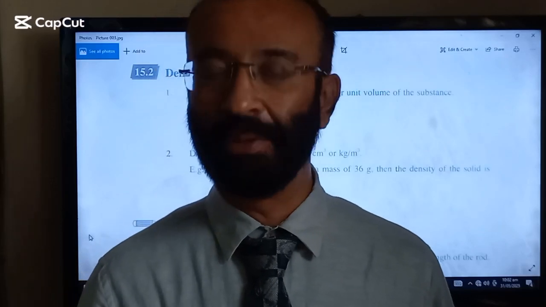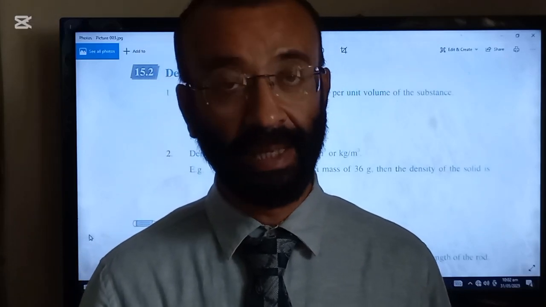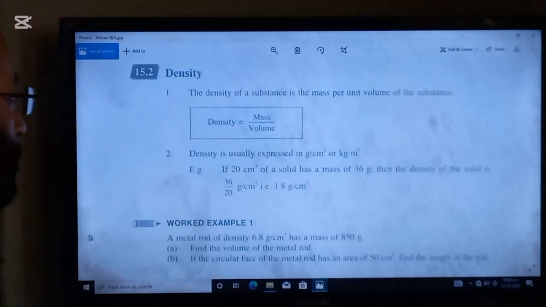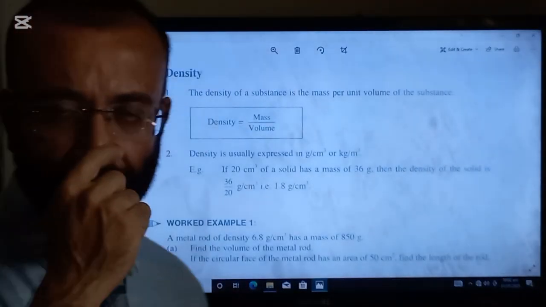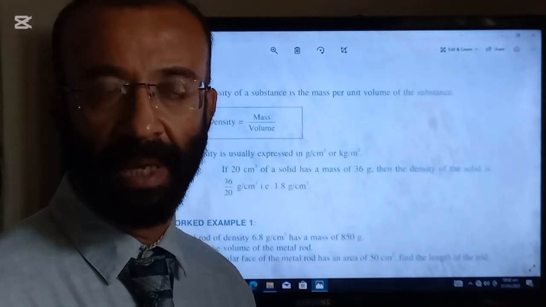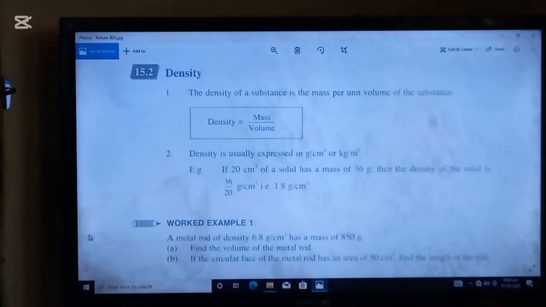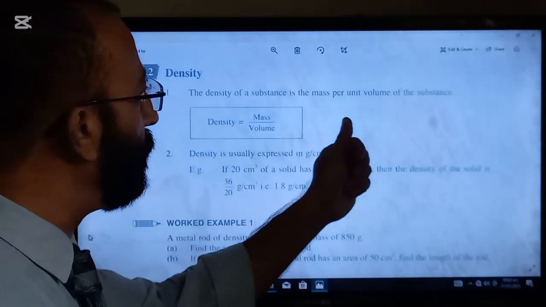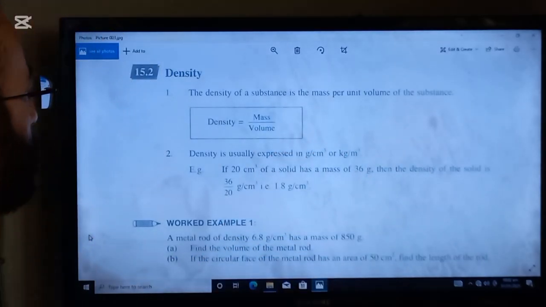Good morning, students. Today's topic, which we are going to read in the subject of mathematics O levels, is density. This topic is actually of physics, but the questions from this topic also come in mathematics as well. So concentrate yourself. The concepts about this topic to remember and understand are: the density of a substance is mass per unit volume of the substance.